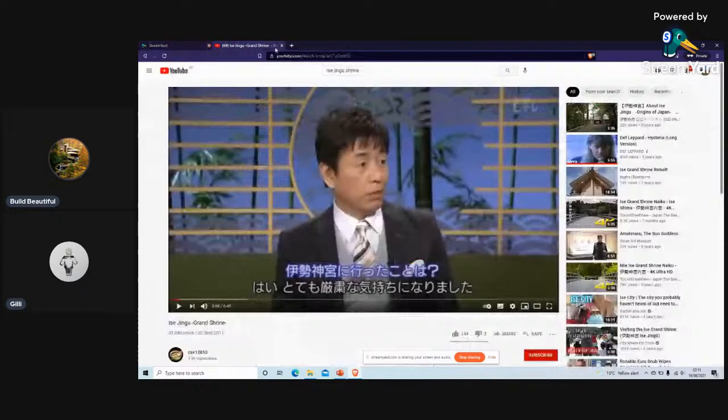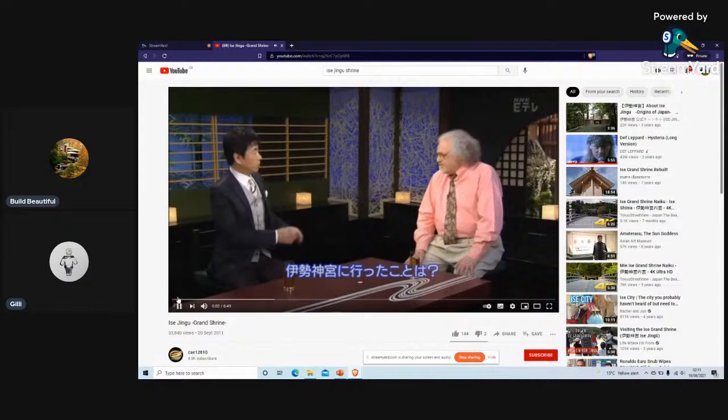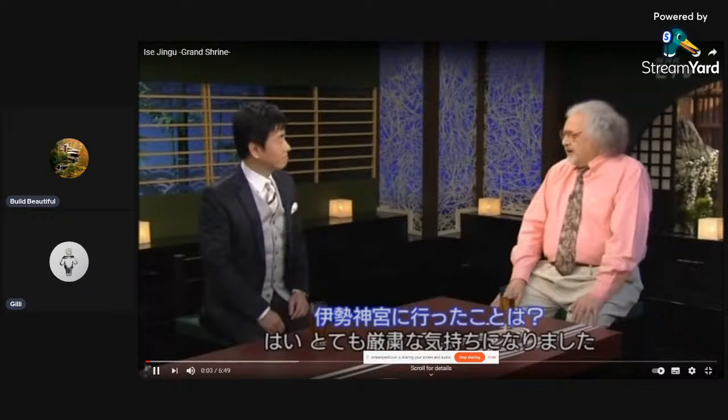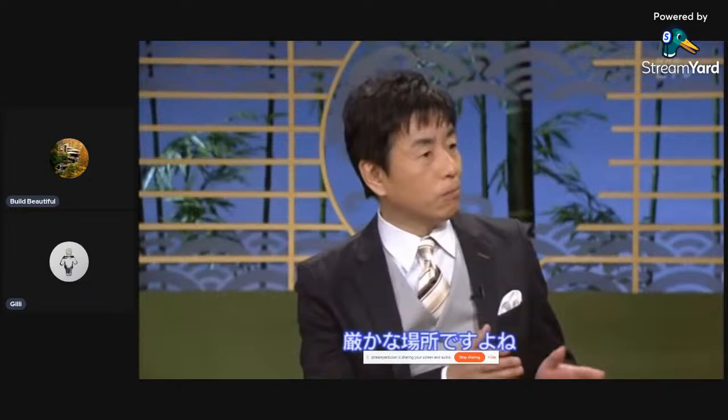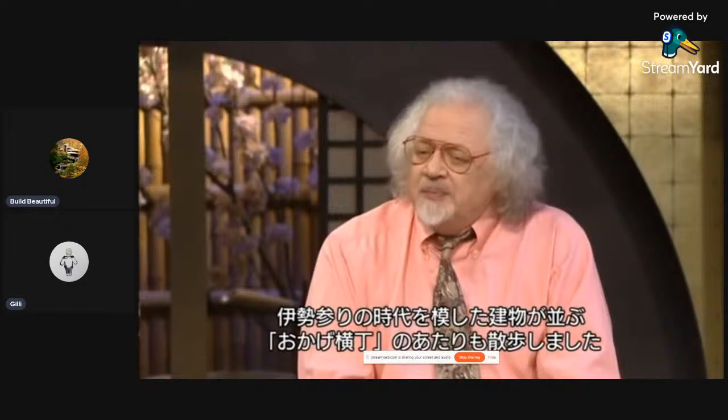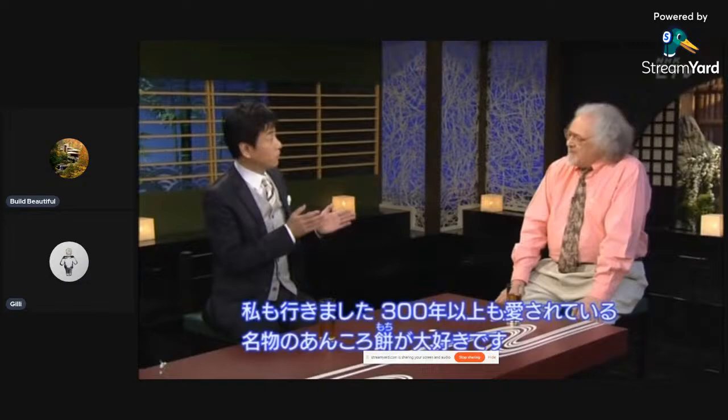Yes, yeah. Have you ever been to Isejingu? Yes, I have, and I found it to be a very spiritual experience. I agree. Ise is an awesome place. I also enjoyed walking around the Okage Yokocho Street, where there are many reconstructions of traditional buildings associated with the Ise pilgrimage. Oh, yes, I've been there too. I like the specialty sweet rice cakes that have been refreshing visitors to Ise for 300 years. Ah, yes.